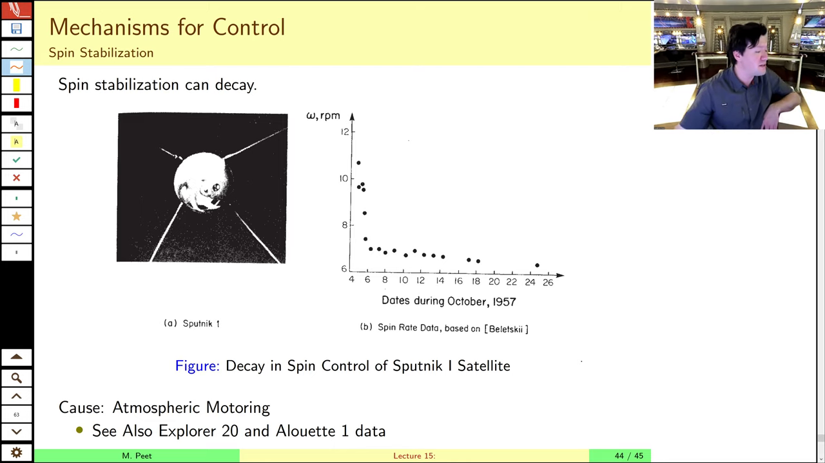Oh yes, one final example of spin stabilization, Sputnik. We'll talk about why spin stabilization can go wrong in the next lecture. But this is a case where it did go wrong. In fact, it was originally spin stabilized, as many spacecraft are when they're initially launched. But that spin stabilization actually decayed fairly quickly after about 5 days. It was originally spinning at 12 RPM, and after a few days, it was only spinning at around 6 or 7 RPM, possibly tumbling.